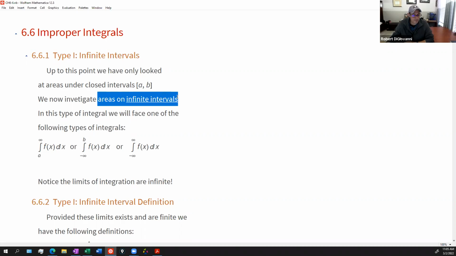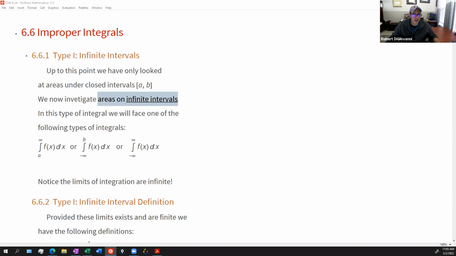We're now going to investigate areas on infinite intervals. So instead of going between 2 points where we have a closed interval, we want this interval to be infinite, meaning it goes forever in one direction, or it goes forever in both directions. So that's what the task is right now.